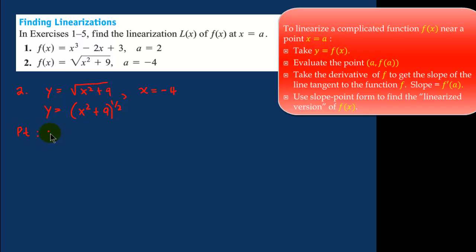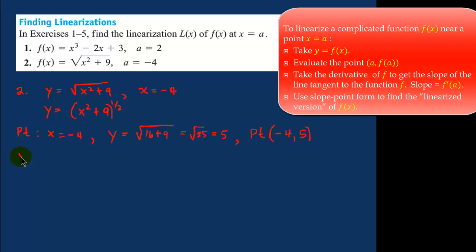That's when x is equal to negative 4, then y is equal to the square root of negative 4 squared would be 16 plus 9 would be 25. Take the square root of 25, and that's how we get 5. So the point therefore would be negative 4, 5.